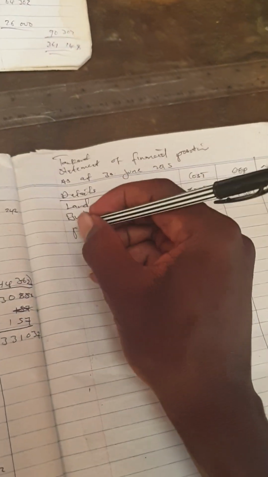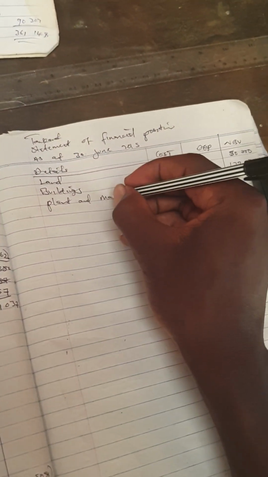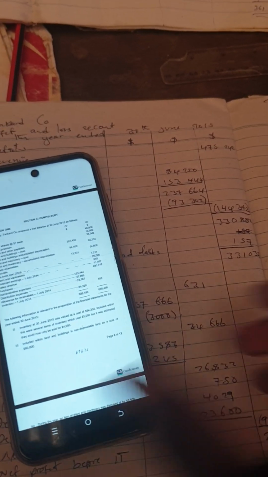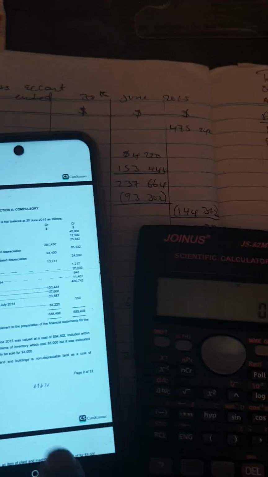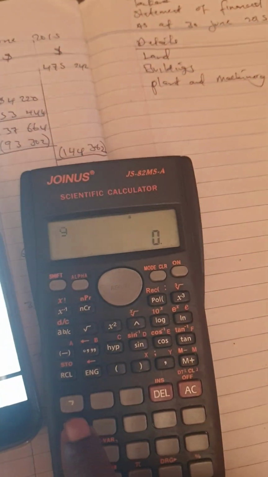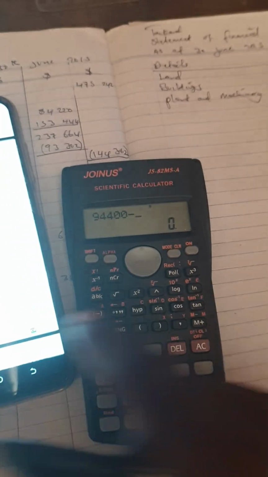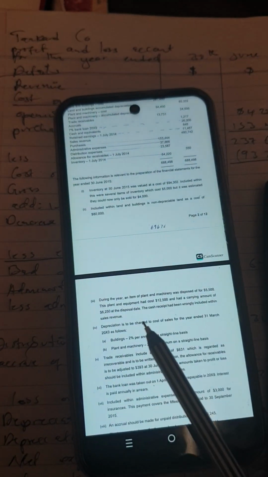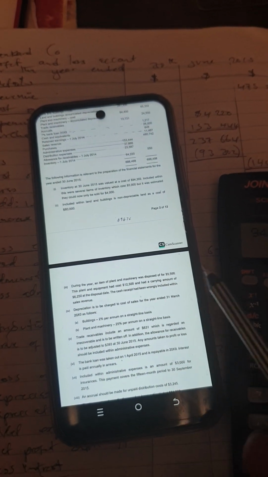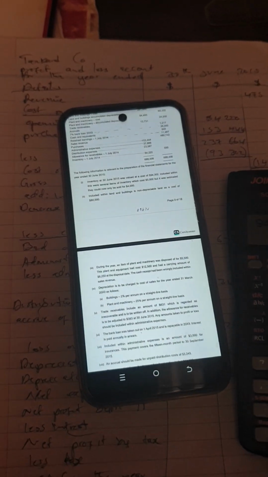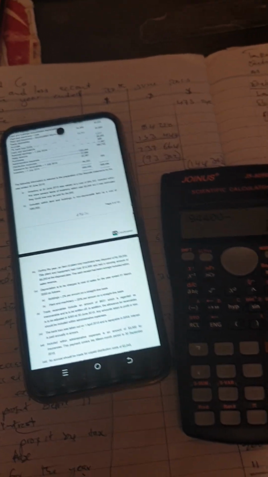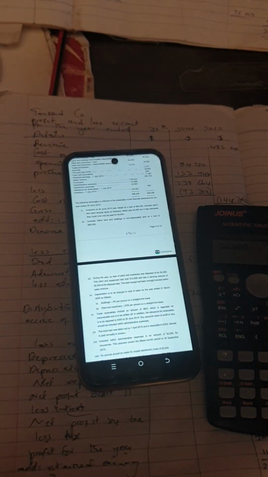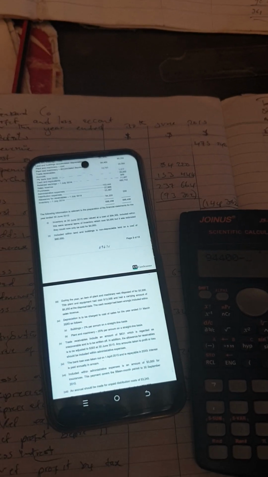Then on plant and machinery, we should not forget that there were some plant and machinery items which were sold. The cost of plant and machinery was 94,400. But let's not forget that there are some items costing 12,550 which had a carrying value of 6,250. These items were sold, so we should not forget this statement. So in this amount, there are already some items which were sold during the year. So we're going to remove that because those items were removed.